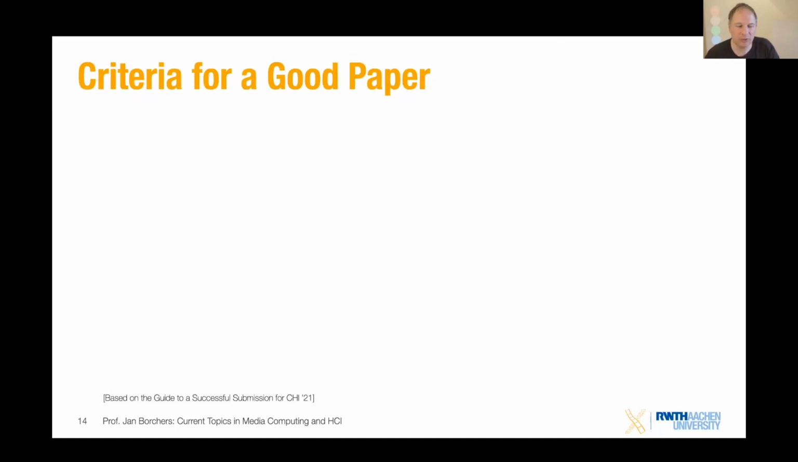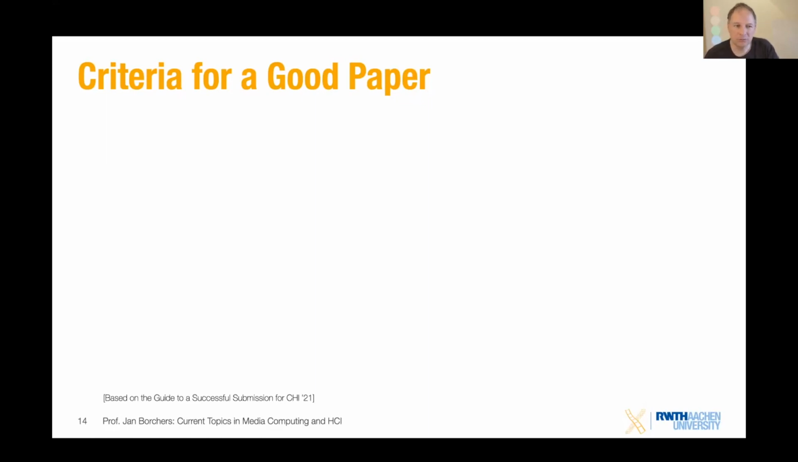And this is, by the way, I'm not making these up, right? This is literally taken from the guide that the CHI conference puts out to potential authors, where it tells them, this is how you write a successful submission for CHI. These are the tips we can give you, how you make sure that your paper has the best chances of getting accepted.